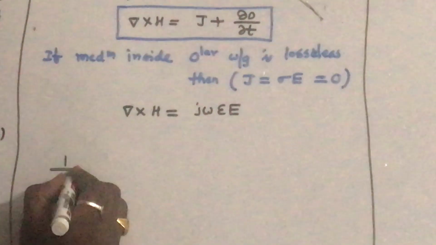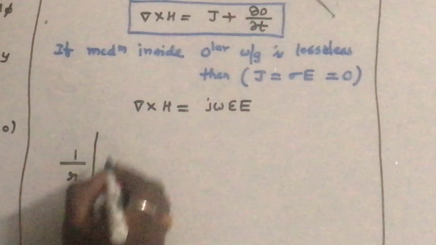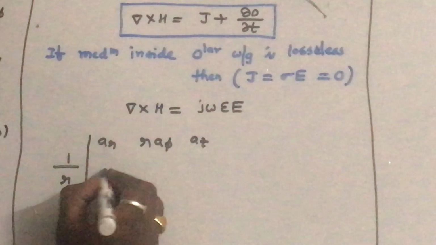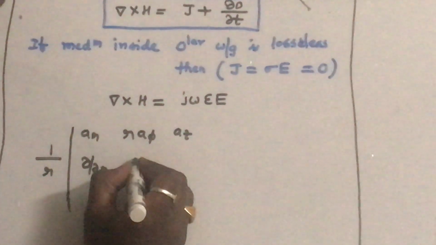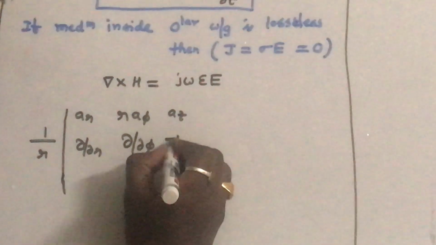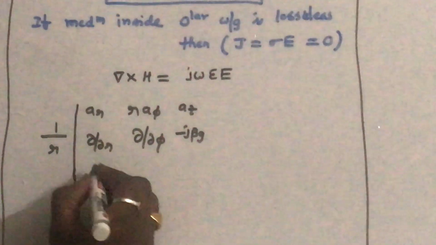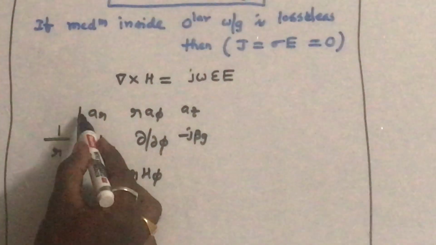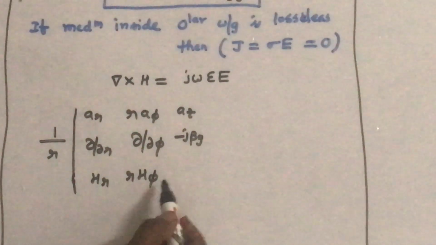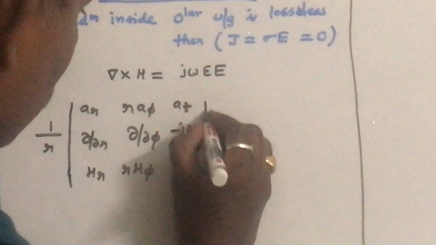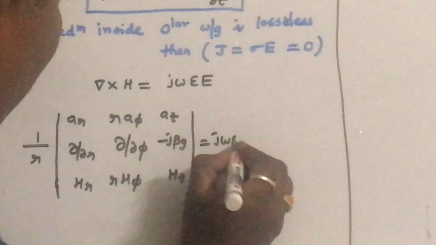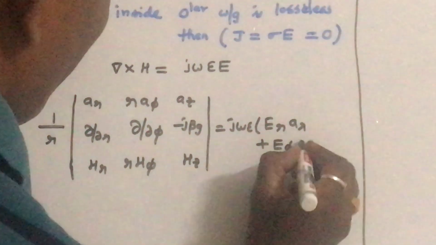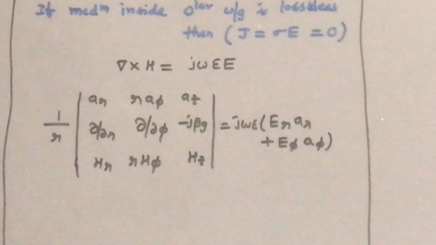So what we can write? 1 by r outside, 1 by h1, h2, h3. AR, A phi, AZ, dou by dou r, dou by dou phi, dou by dou z, already written, minus j beta g. HR, H phi, multiplied by h1, h2, h3, and the last one with h1, h2, h3, Hz. That is equal to j omega epsilon into E, written as ER plus E phi A phi. Since it is TE waves, Ez is equal to 0.